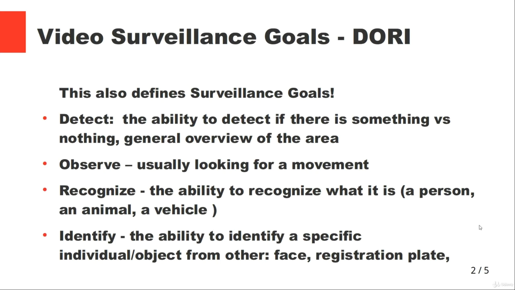The second level is observe, which in my opinion is mostly related to movement. So you observe what is happening. Is this object moving this way? Is the person or car moving this way or that way?